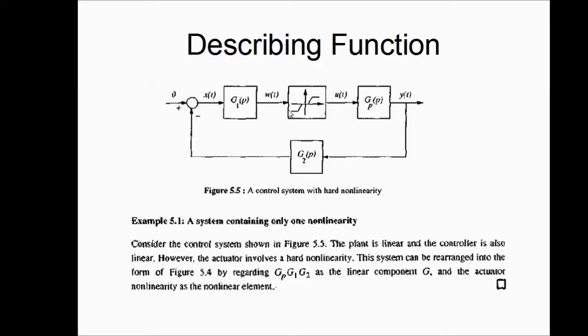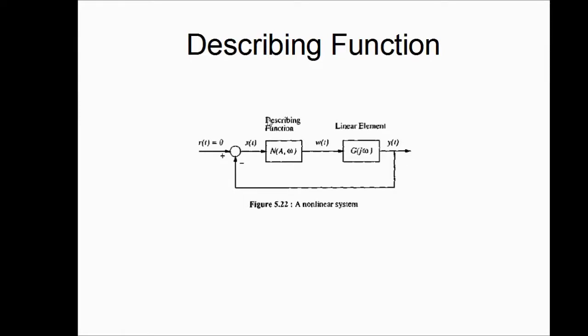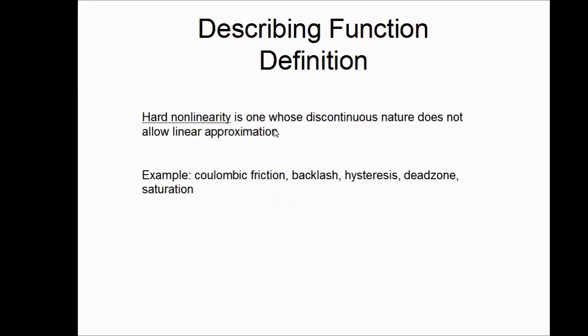So with the assumptions made, we have a describing function coming here and a linear block here. Under those assumptions, it is possible to write our system in this form. A hard nonlinearity is one whose discontinuous nature does not allow linear approximation. Examples are Coulomb friction, backlash, hysteresis, dead zone, saturation, and so on.